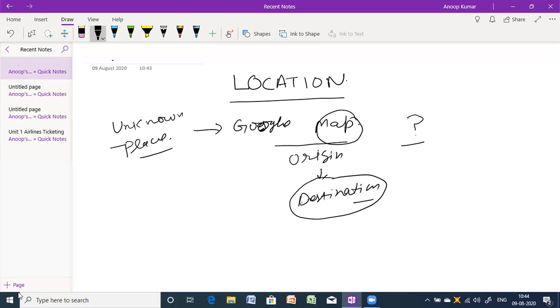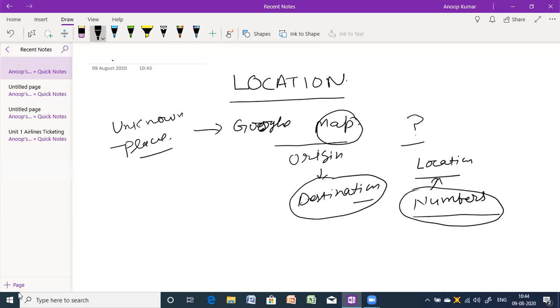Google does that because the locations of various places are stored in it in the form of numbers. There are a lot of numbers which are stored in Google Maps, and with the help of those numbers, Google tells us the exact way to reach our destination place.